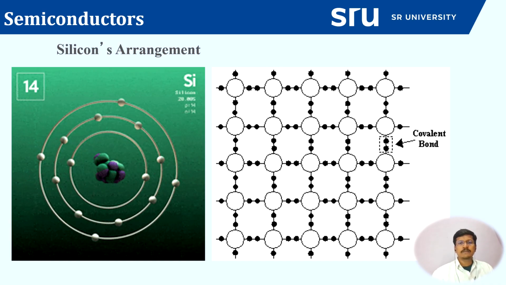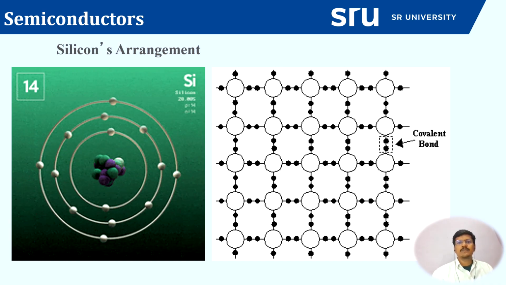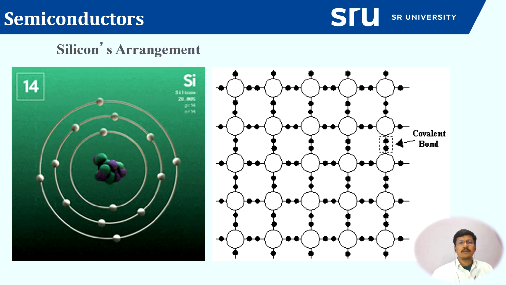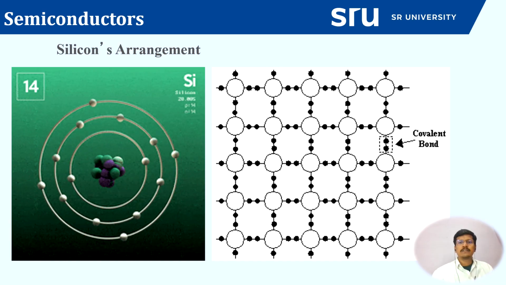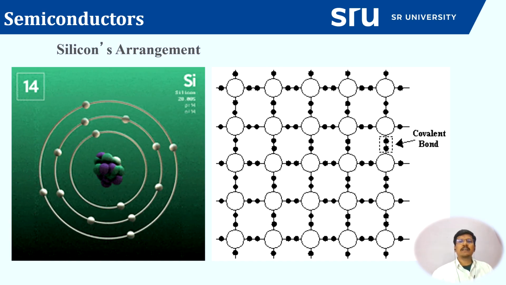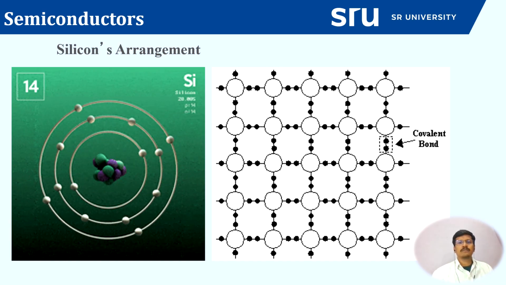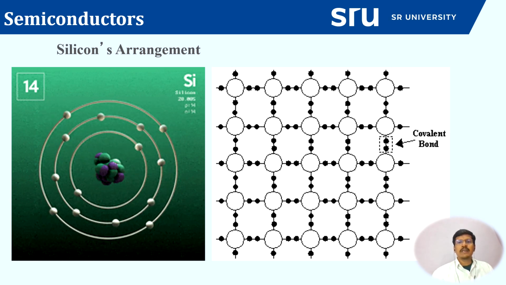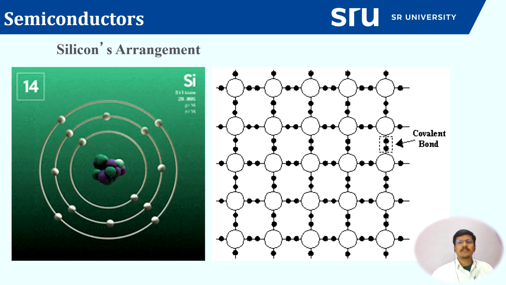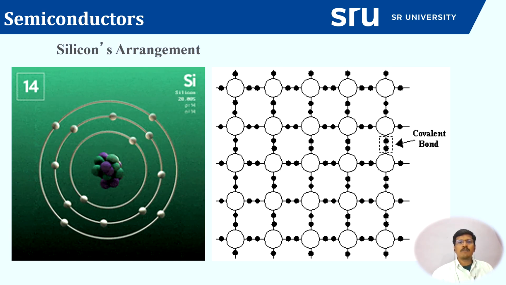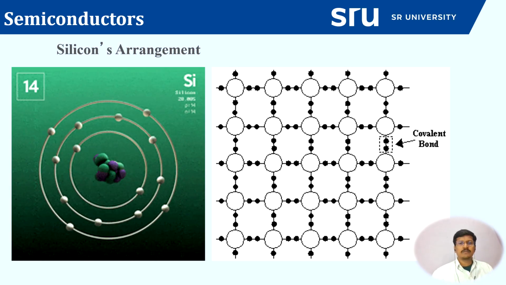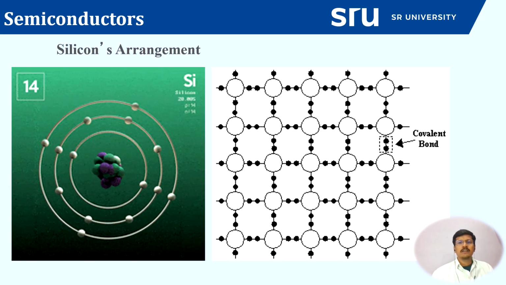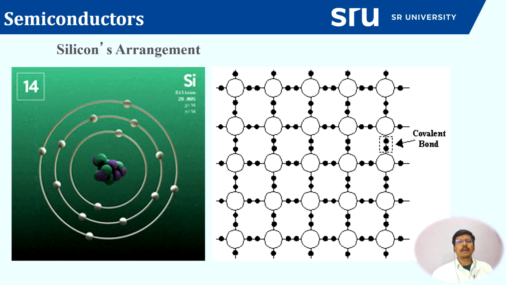This arrangement creates a highly stable crystal structure, and the covalent bond is formed when neighboring atoms share the electron. At room temperature, most electrons remain involved in these bonds, making pure silicon a relatively poor conductor.